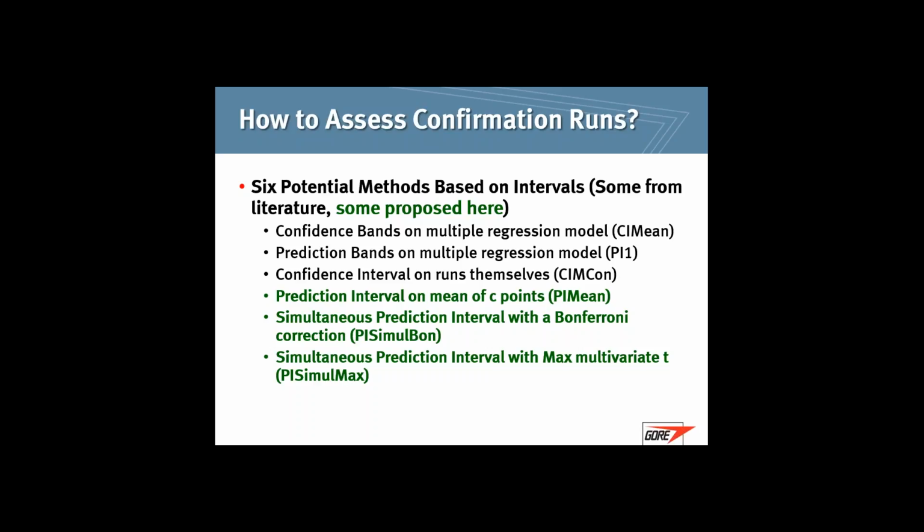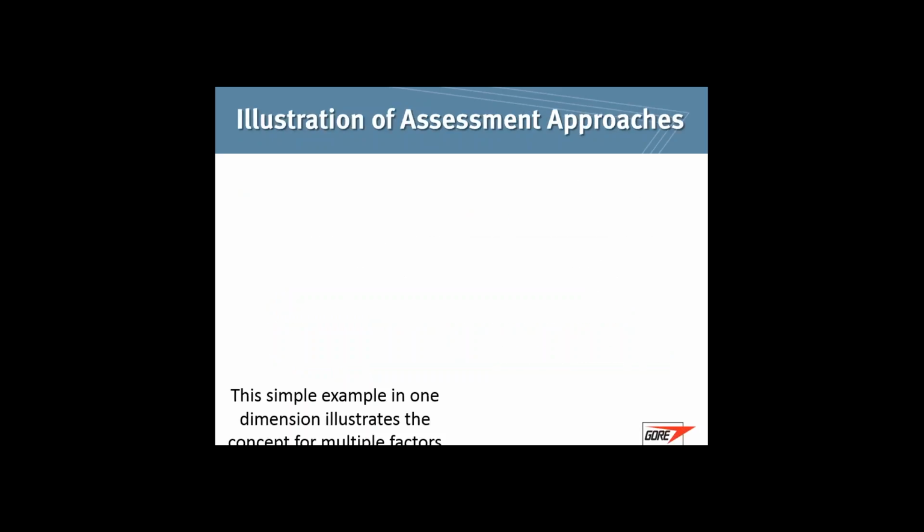Right? And these have to do with confidence intervals and prediction intervals, and confidence intervals on different things and prediction intervals on different things. So I'm going to illustrate this with a picture to try to illustrate these 6 approaches. So let's take a simple case where I just have a single factor, 1 dimension, but recognize this concept still applies if you have multiple dimensions, a multi-dimension response surface.